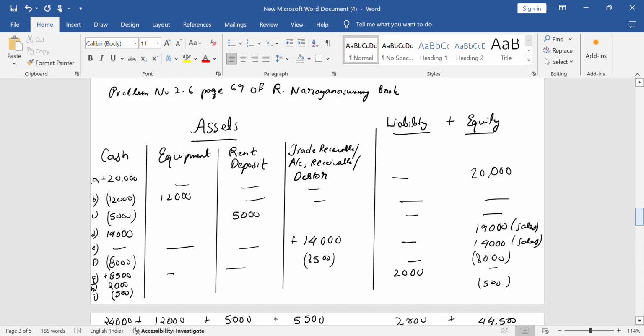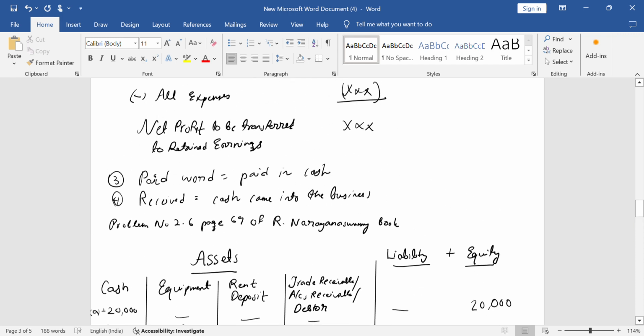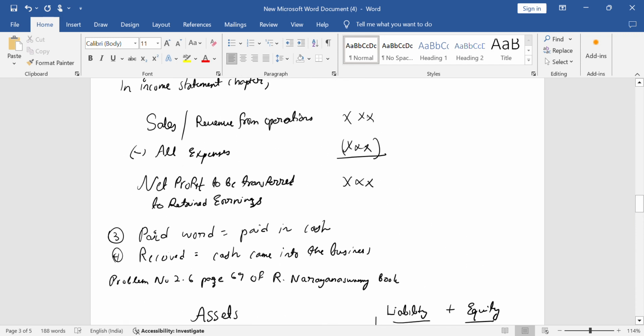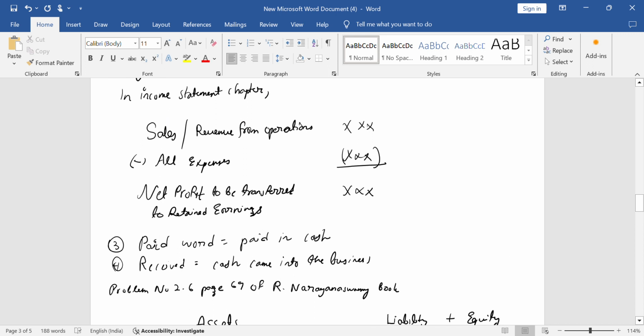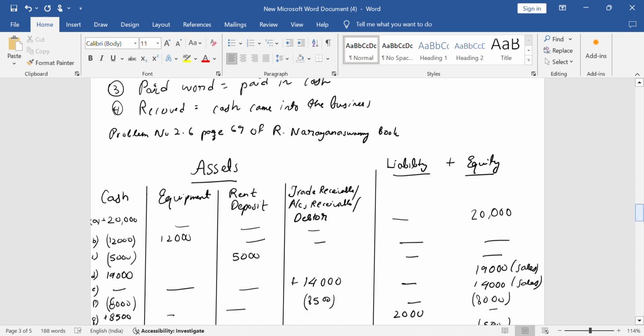If you remember our income statement chapter, like I similarly explained in our last video, here you are adding all the revenues and you are deducting all the expenses. So if you imagine an income statement where there is no expenses at all, so your sales amount will be equal to net profit, right? So that is the logic behind adding all the revenue items in equity and deducting all expenses from equity.